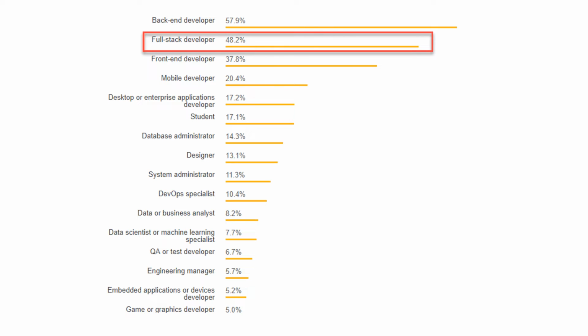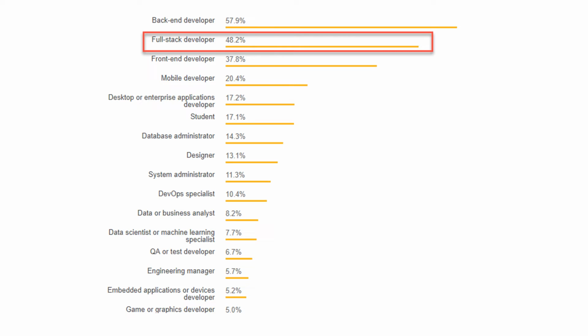Here we can see the ratio of the different developers in the market. Backend developers have 57.9% demand. Full stack developer, 48.2% demand. Front end developer, 37.8%. Mobile developer, 20.4%. Desktop or enterprise applications developer, 17.2%. Student, 17.1%. Database administrator, 14.3%. Designer, 13.1%. System administrator, 11.3%. DevOps specialist, 10.4%. Data or business analyst, 8.2%. Data scientist or machine learning specialist, 7.7%.